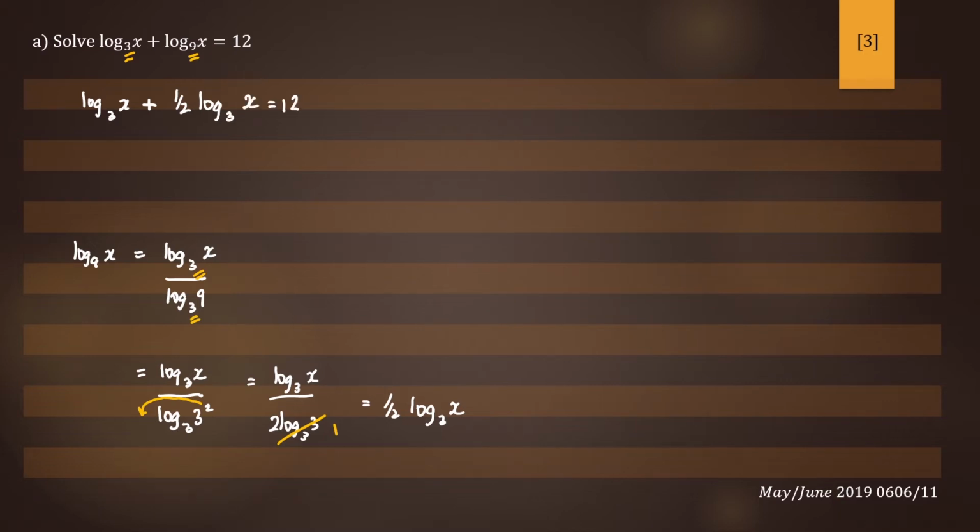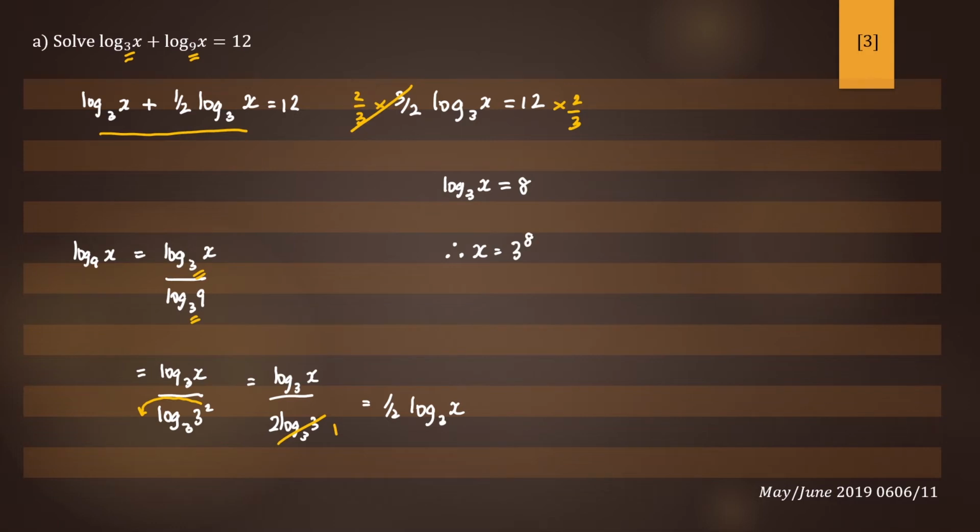And now both parts are base 3. These two terms can now be combined. So we'll have 3 on 2 log base 3 of x equals 12. So now we can multiply both sides by 2 on 3. And this will cancel. So we can write log base 3 of x equals 8. Therefore, x equals 3 to the power 8.